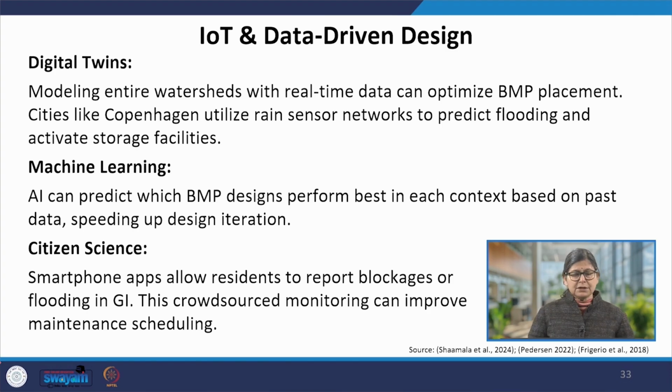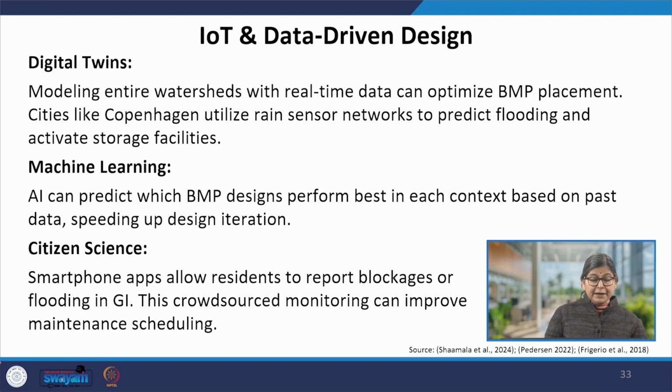Future trends. We will be discussing the Internet of Things and data-driven design. Digital twins first, modeling entire watersheds with real-time data can optimize BMP placement. Cities like Copenhagen utilize rain sensor networks to predict flooding and activate storage facilities. So they are connected. The additional water will go to the storage.